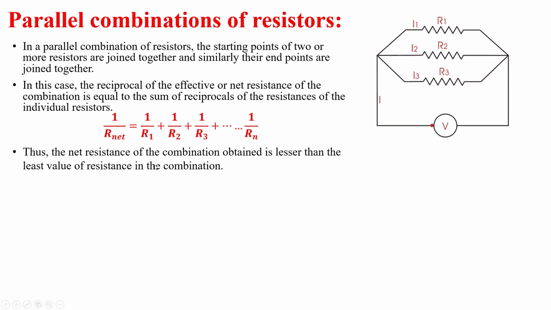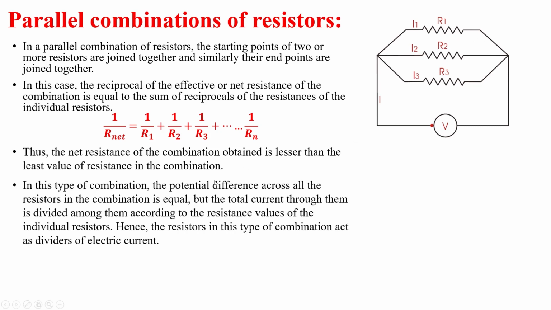Keep in mind that the total resistance of the combination is less than each individual resistance. I repeat that the total resistance of a parallel combination is less than each individual resistance. In this type of combination, the potential difference across all the resistors is equal. All the resistors will have the same value of potential difference, but the current will not be the same. Each resistor would have a different current.